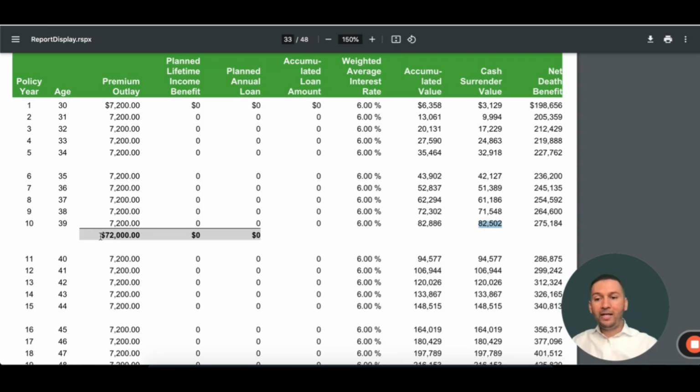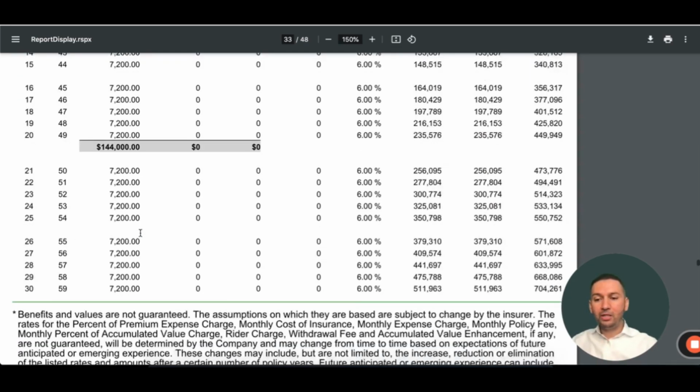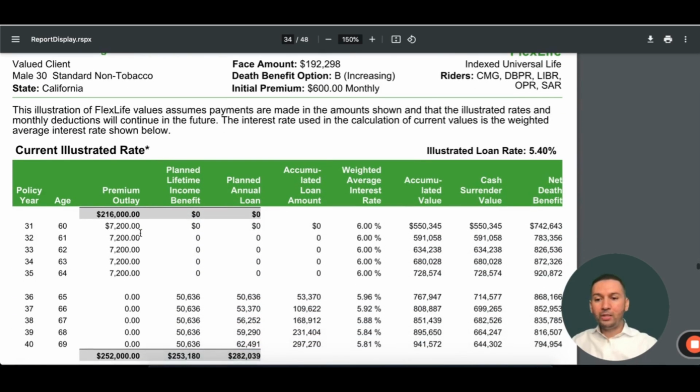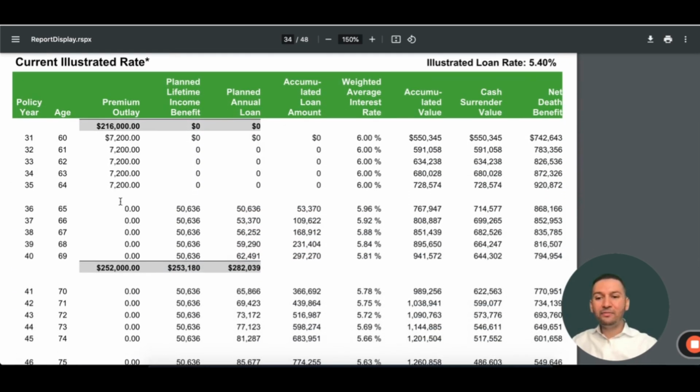So fast forward, after 10 years, he put in $72,000. Fast forward, let's say by the time he turns 65 years old, he's no longer funding. So he put in a total of $252,000 in this account. Now at current rates, it's showing 6% on the S&P 500. That $252,000 grew to around between 728 to 767,000 by the time he wants to turn on a lifetime income.